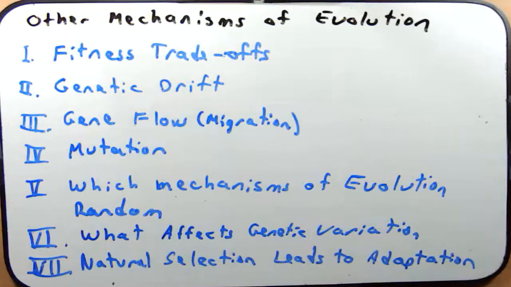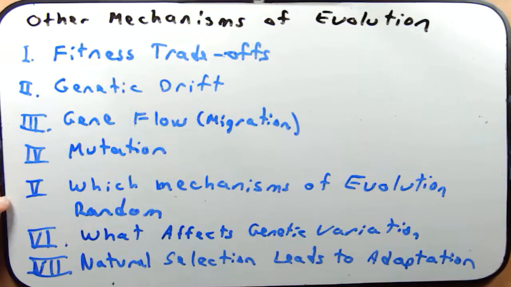In this video podcast, we're going to talk about other mechanisms of evolution. We've talked quite a bit about natural selection up to now, and we've introduced these other mechanisms like genetic drift, gene flow, and mutation, but we're going to spend a little bit more time talking about those today. Before we get into those other mechanisms, I'm going to spend a little time talking about fitness trade-offs.